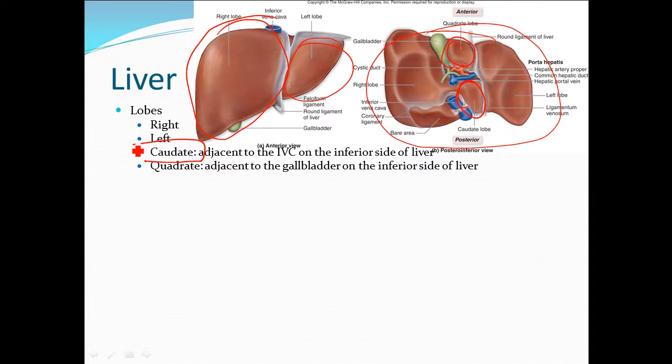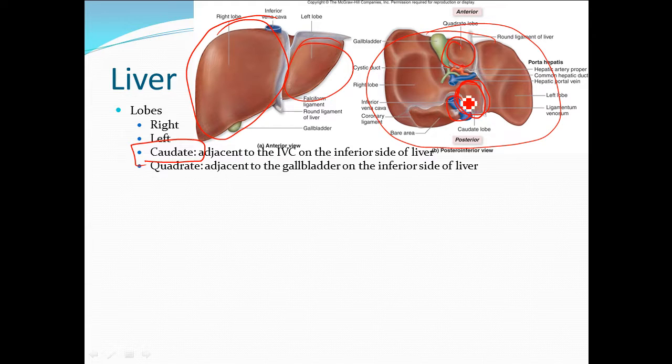Caudate. Whenever we think of caudal, we think of towards which direction? Yeah, towards the tail. Okay, good. If we're looking at, say, a cat or something like that, it's towards the posterior, right? So you could think of that when you're looking at the liver.